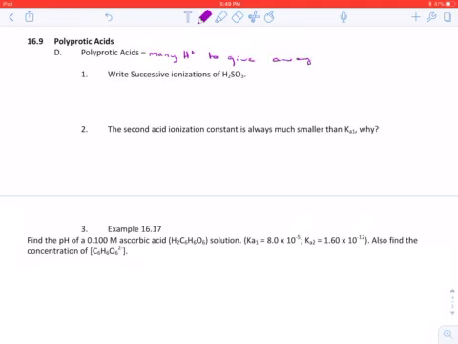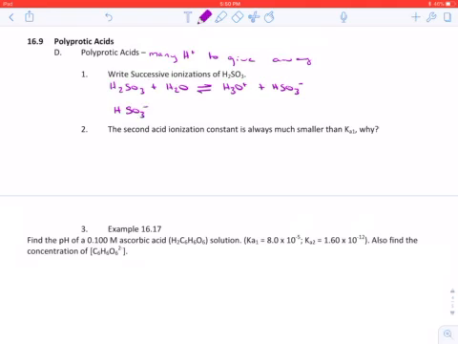In this situation, successive ionization means we're peeling off an H at a time. So what we're going to start with is H2SO3, and let's add water to it. You could add water, you wouldn't have to, it doesn't matter. But at one point, you're going to get H3O pluses. Your first ionization is we're just pulling one H off, so we're going to get HSO3 minus.